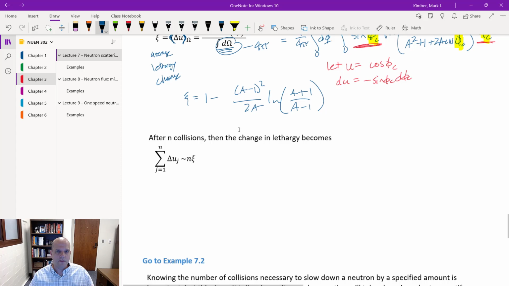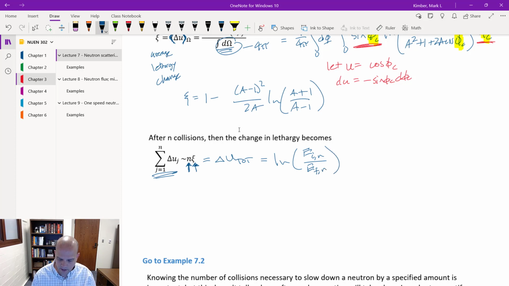Now that we've quantified the average lethargy change, let's add all those up. And if I know how many events I had, then this is going to be approximately equal to the number of events times that average lethargy change. And that's going to equal my total lethargy change from the very beginning to the very end. And that's just going to be the natural log of my initial neutron energy to my final neutron energy.